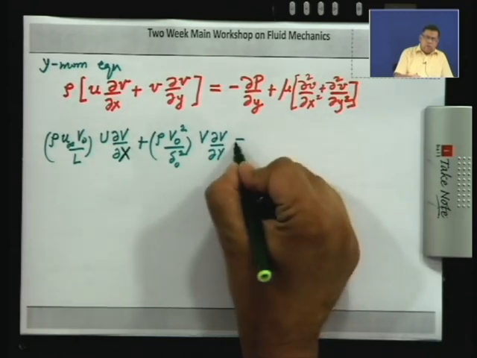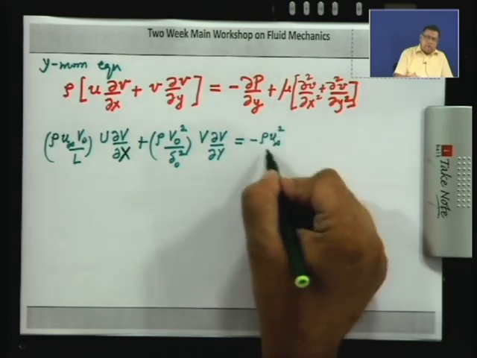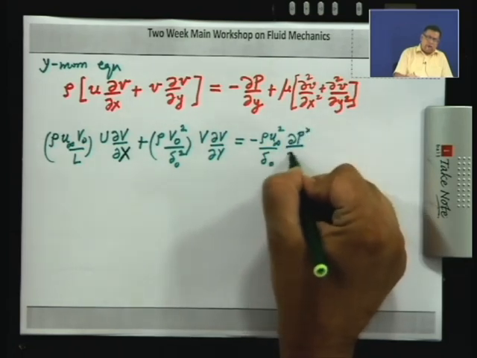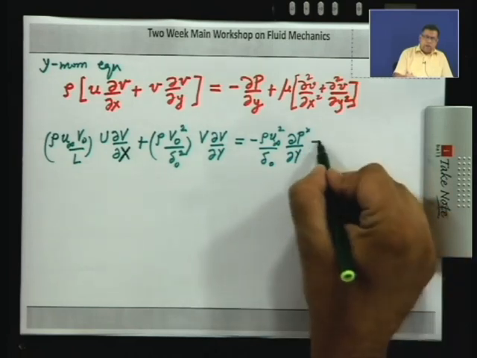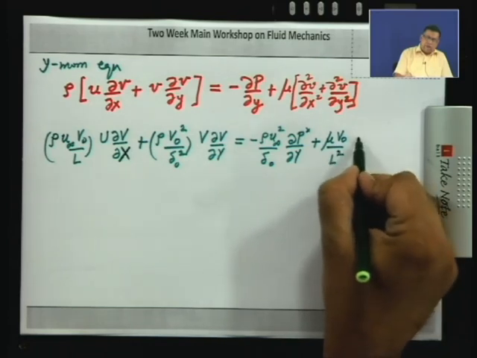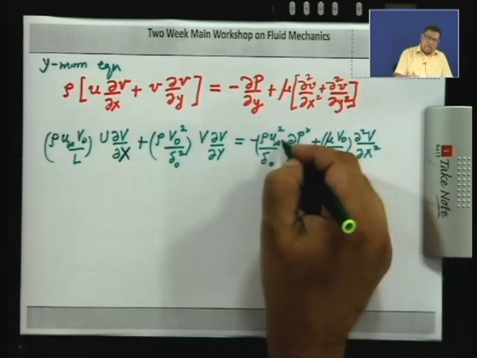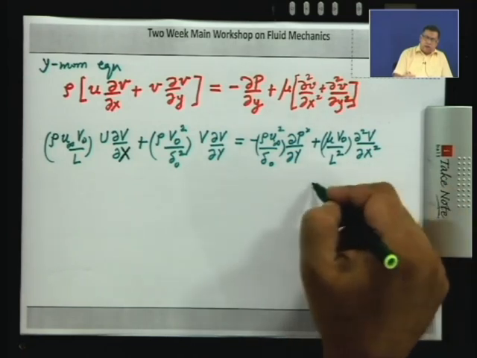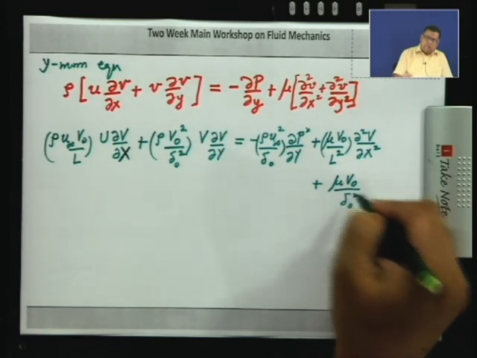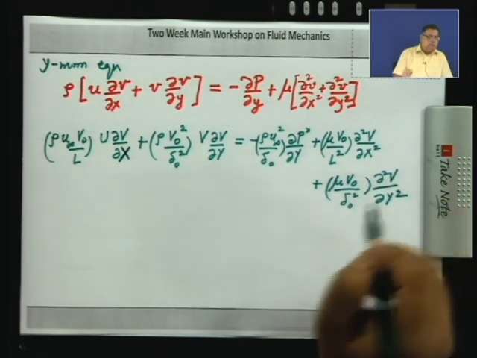Equal to this, you can write as minus rho u infinity squared by delta naught del p star by del capital Y. Then you are going to have mu into v naught by L squared del squared capital V by del capital X squared, and mu v naught by delta naught squared del squared capital V by del capital Y squared.